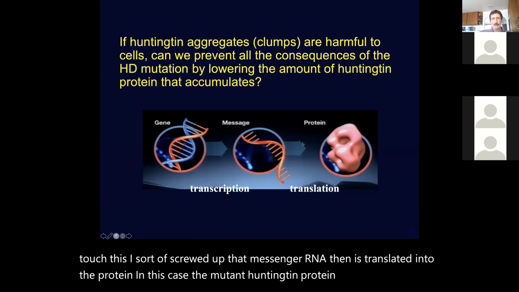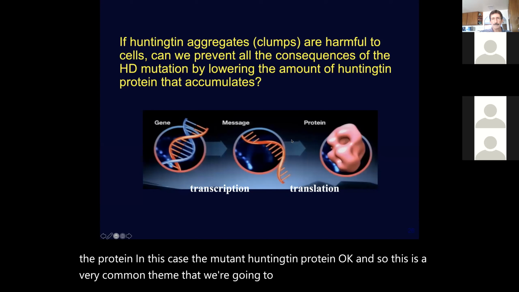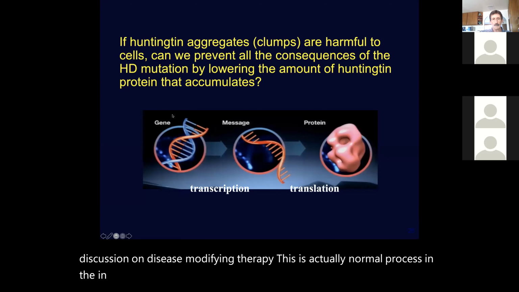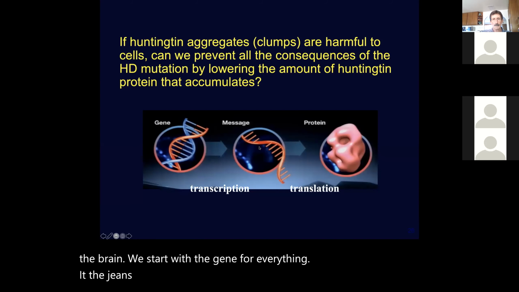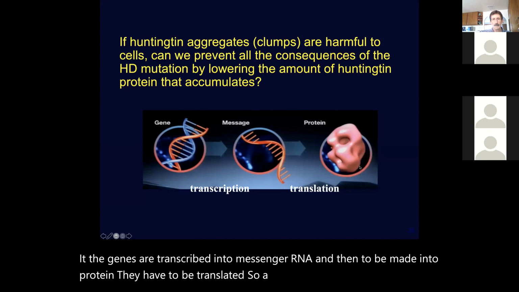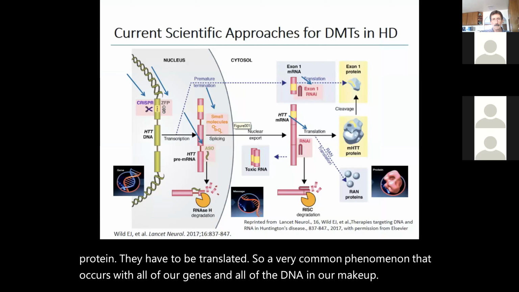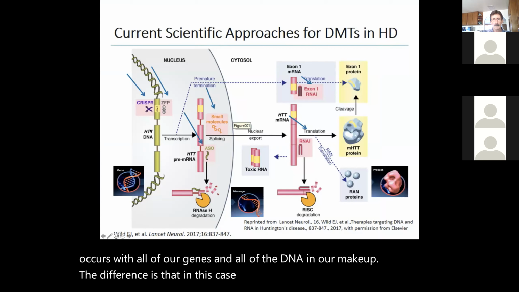And so this is a very common theme that we're going to see throughout all of the discussion on disease-modifying therapy. This is actually a normal process in the brain. We start with the gene for everything. The genes are transcribed into messenger RNA, and then to be made into protein, they have to be translated. So a very common phenomenon that occurs with all of our genes and all of the DNA in our makeup. The difference is that in this case, we're really focusing on HTT DNA, okay?